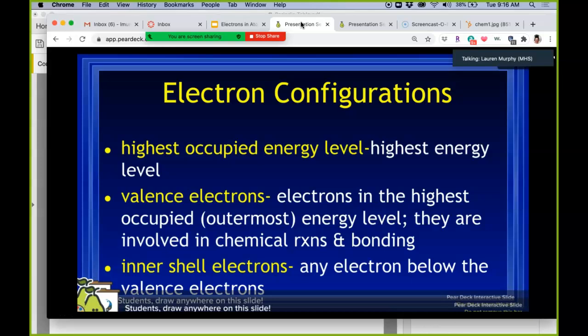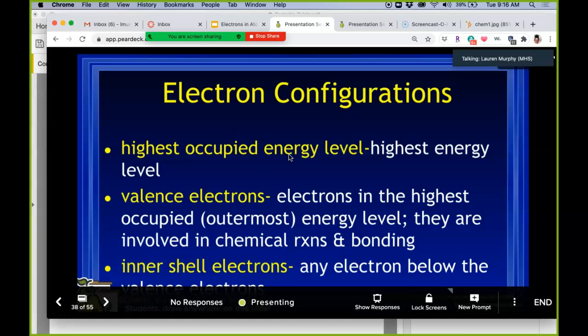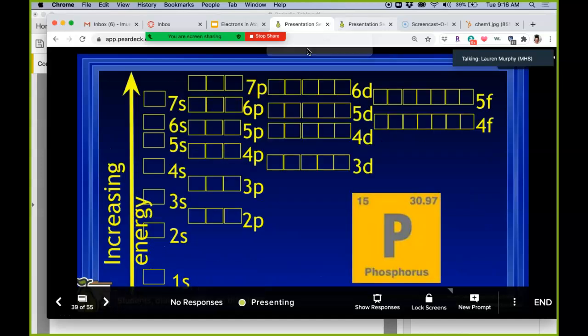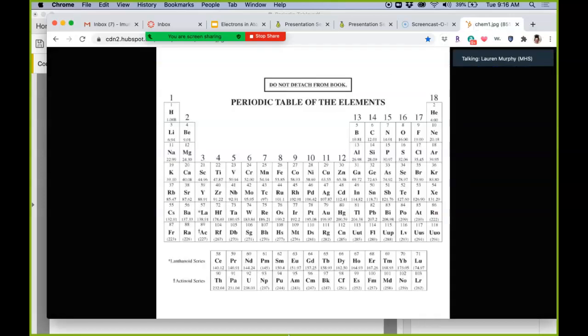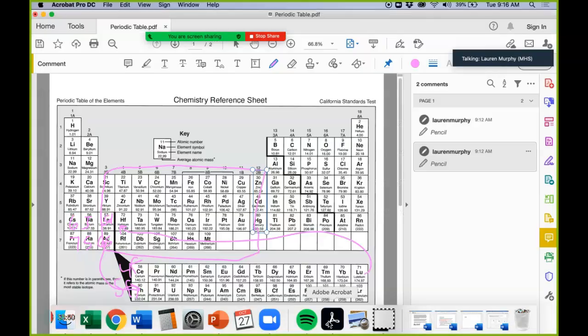And then the inner shell electrons are just any electrons that are not in the valence shell, every other electron closer to the nucleus. Okay. So again, I'm going to use these words a lot today, so you'll probably get used to them. Okay. So this is phosphorus. Now let's go back to our periodic table. I want you to follow along with me.